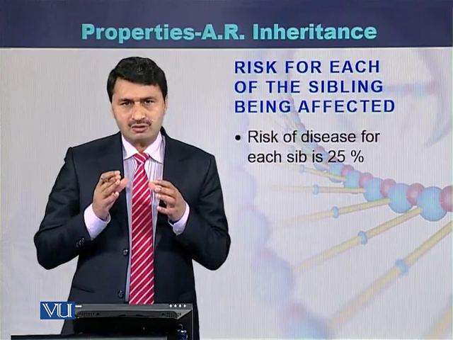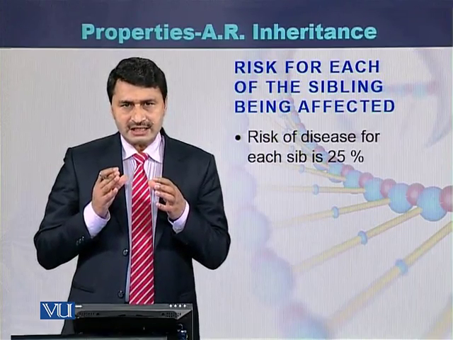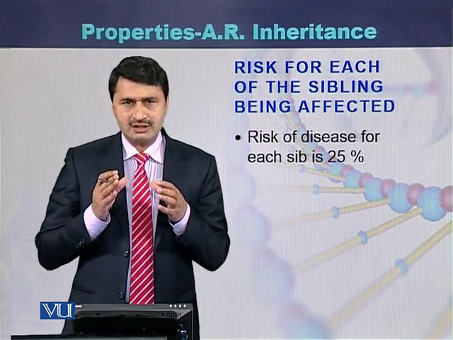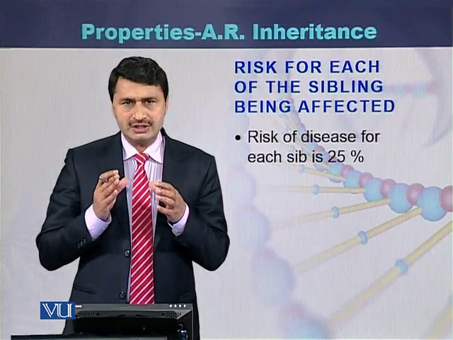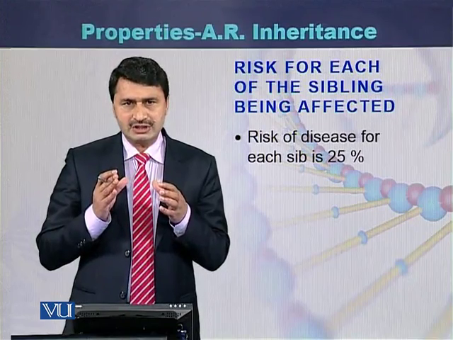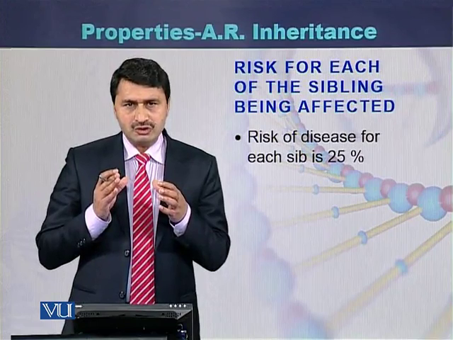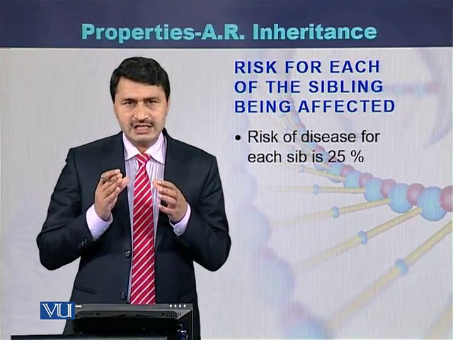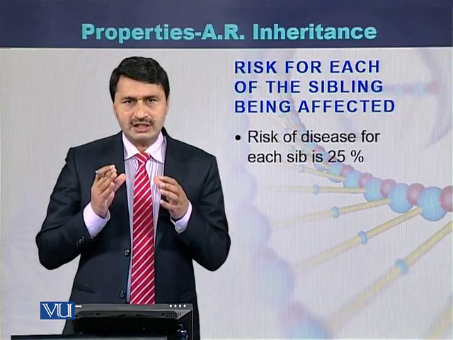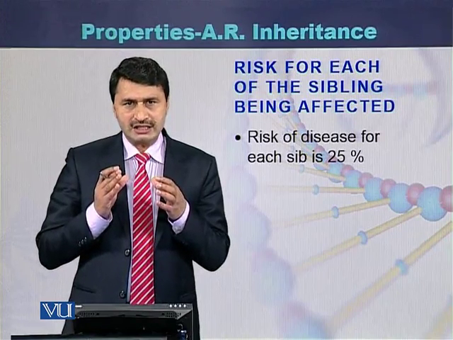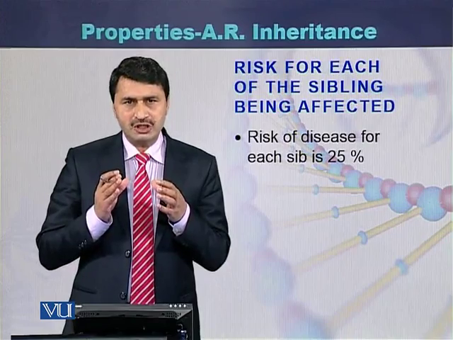In autosomal recessive diseases, the risk for each of the children is 25% because the parents have two alleles, and one of the alleles is mutated while the second allele is normal. So during gametogenesis, the alleles separate from each other. When they combine during fertilization, the chance for each fertilization of being an affected child is 25%.